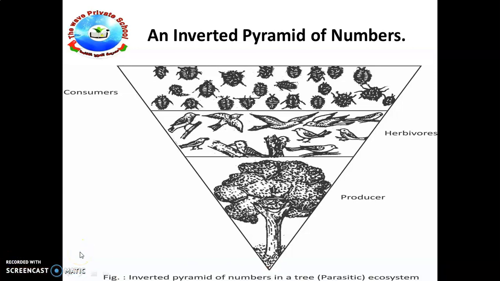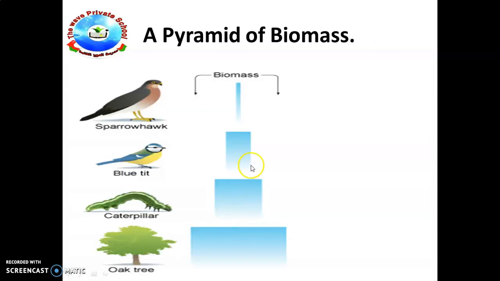But if you take the mass of the organisms in each trophic level, instead of the number of organisms, you will see a pyramid of biomass. This is the pyramid of biomass. Here we have a tree and the caterpillars are feeding on it, and the birds called blue tits feed on the caterpillars, and finally the sparrowhawk is feeding on the blue tit.